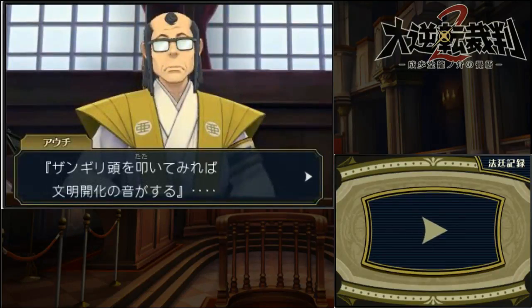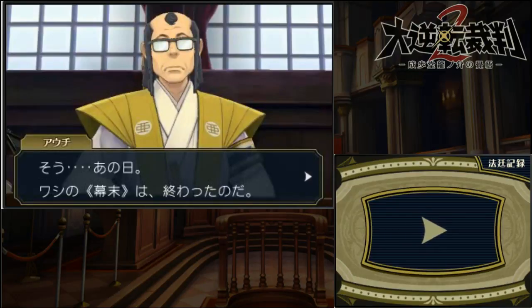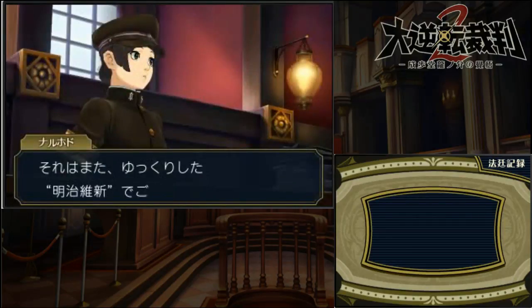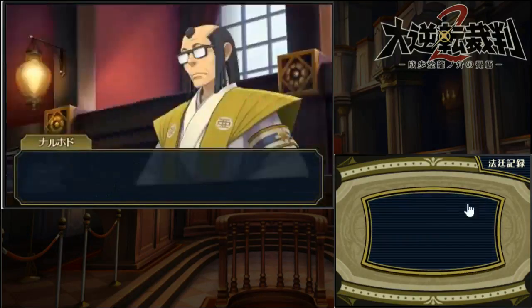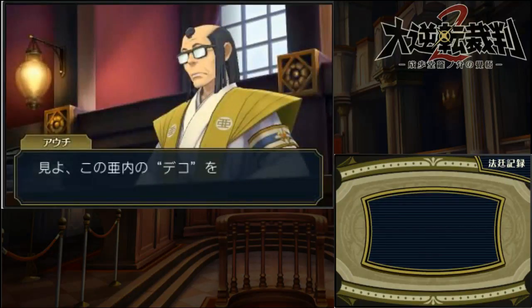As I tapped my cropped head, I could hear the sound of westernization. Yes, that day, the Tokugawa shogunate era ended for me. My, the restoration certainly took its time. Shut up! Since that day, I vowed revenge. Since the day I vowed revenge, a small miracle occurred. Behold my forehead!